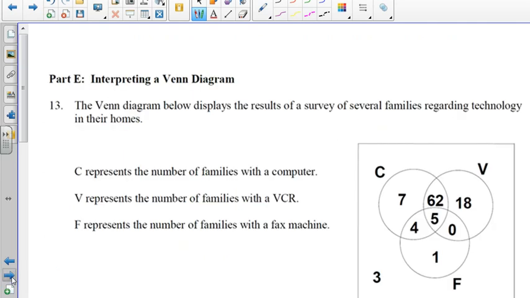Interpreting a Venn diagram. The Venn diagram below displays results of a survey of several families regarding technology in their homes. This is obviously a pretty old worksheet.